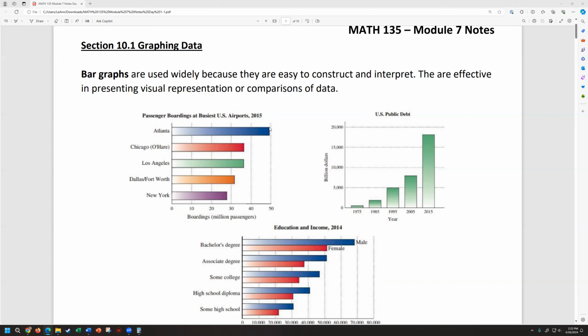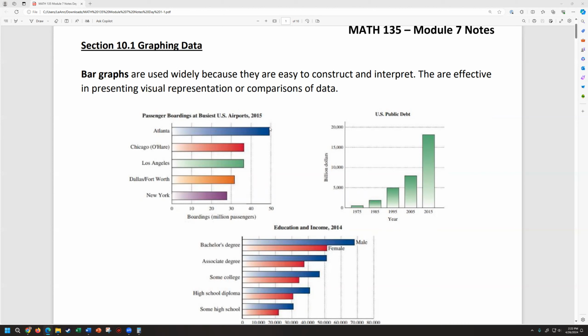Notice we can see that Atlanta has the highest number of boardings, so it's one of the busiest in 2015, and New York was less busy. Now, it doesn't mean it's the least busy airport in the US. These were just some of the big ones. So we can definitely make comparisons between them. We can say that Chicago and Los Angeles during that time had about the same amount of boardings, and we could guesstimate it to be a little over half, so maybe 36 or 37 million passengers.